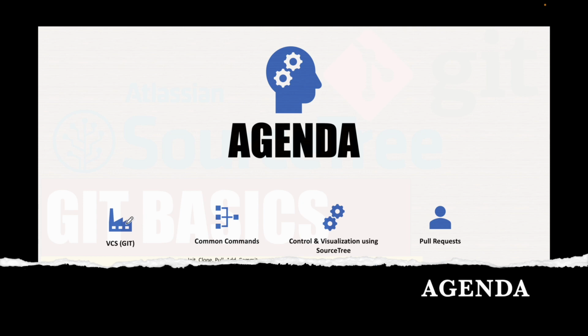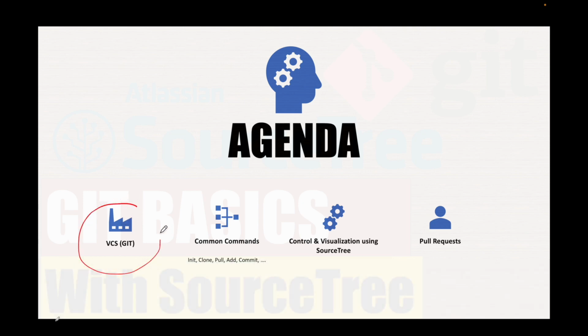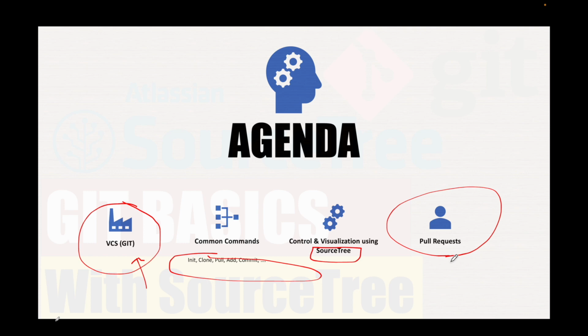So these are the topics which we shall be covering. What is a version control system and specifically what is Git? What are the common commands? This is a non-comprehensive list of commands which is given here. How can you make your job easy using some GUI tools, graphical user interface tools? And here we shall be seeing SourceTree, which makes interacting with Git very easy. And finally, the process of review, how the reviews are done and how we ensure the code sanity is maintained, that is with the help of pull requests. This also we are going to cover.